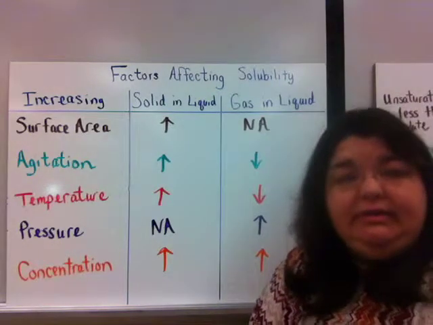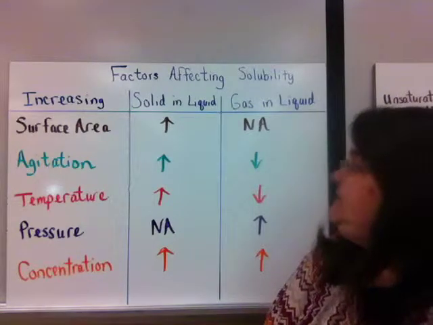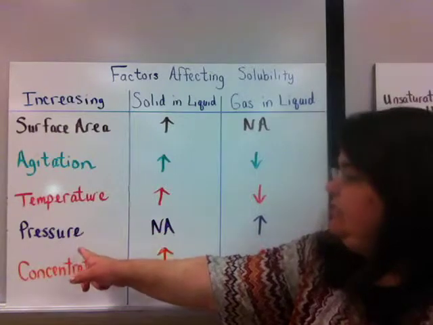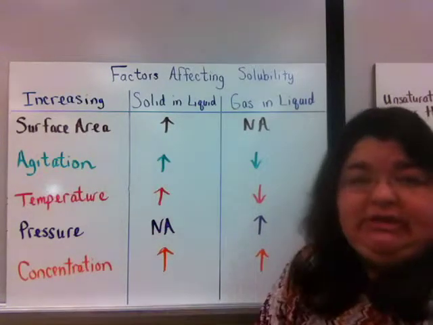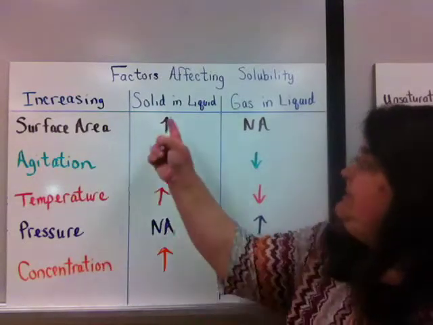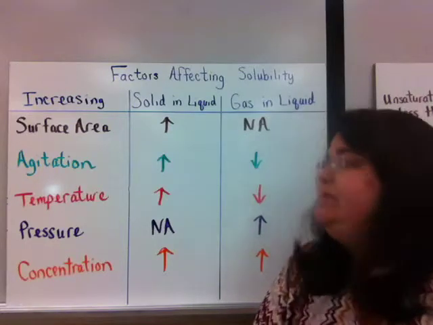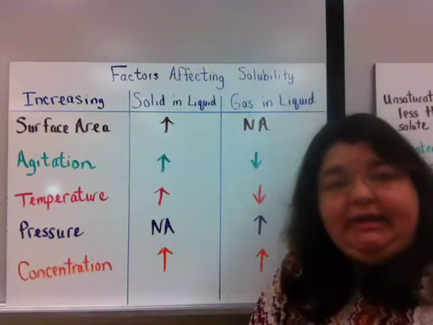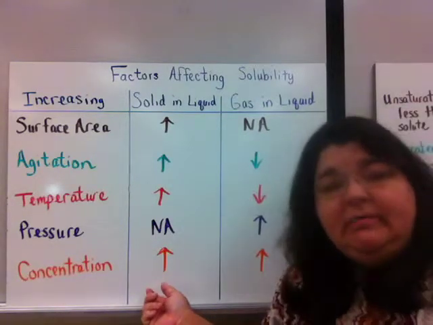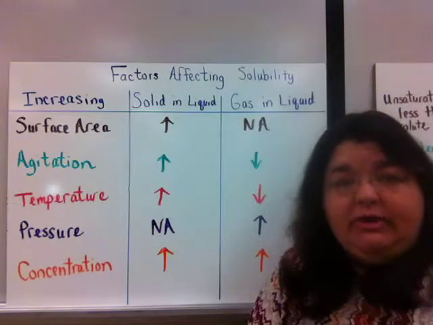Temperature is not the only thing that can affect the solubility of a gas. So we have some different factors here: surface area, agitation, temperature, pressure, and concentration. And I want to compare these different factors for a solid in a liquid and a gas in a liquid. So surface area is like the crushing. When we talk about a solid in a liquid, we're going to talk about making sweet tea, and for a gas in a liquid, we're going to talk about our Coca-Cola.